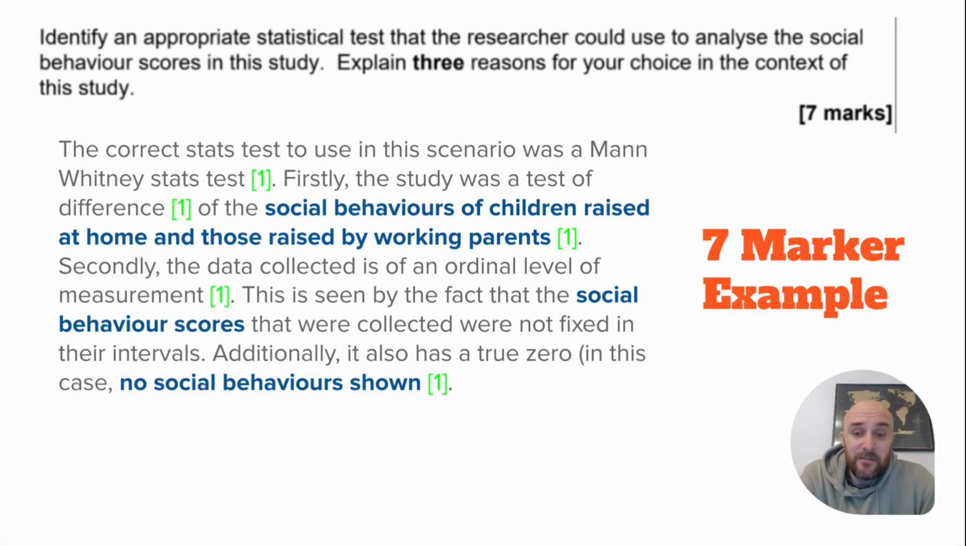All right, just identify it. This is seen by the fact that the social behaviour scores that were collected were not fixed in their intervals. The gap between 1 and 2 is not necessarily the same between 2 and 3, because they're observations, it's subjective data. So it's not like temperature that's factual. There's a bit of interpretation involved here. But if you want to make doubly sure, it also has a true zero. In this case, no social behaviours shown. We got 5 out of 7.